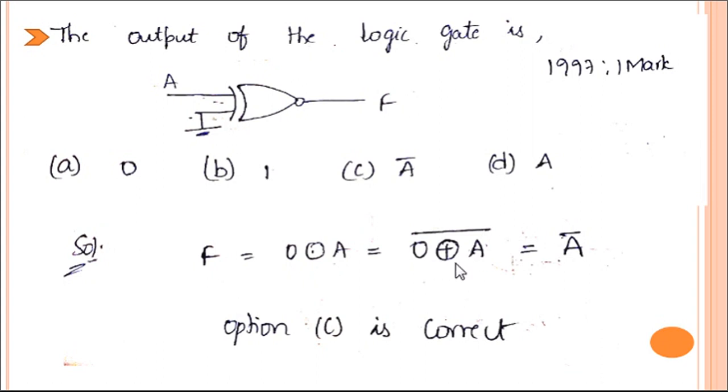So from the basic XOR gate, we know that for the two input XOR gate, if one input is 0 and the other input is a variable, let us assume it is A, then the output of XOR is A. So the output 0 XOR A is A, and here a complement is there, so its value is A bar. So from the given options, option C is correct.